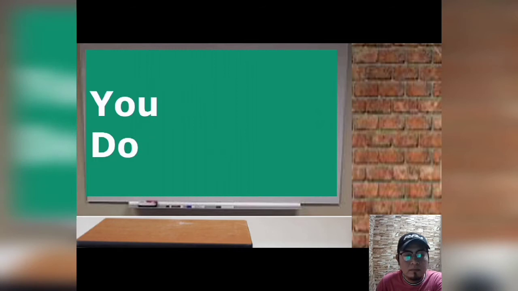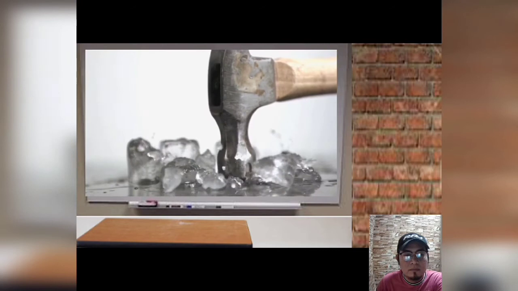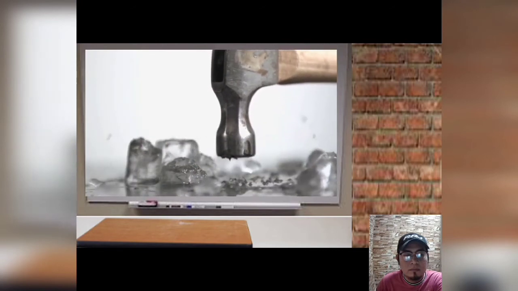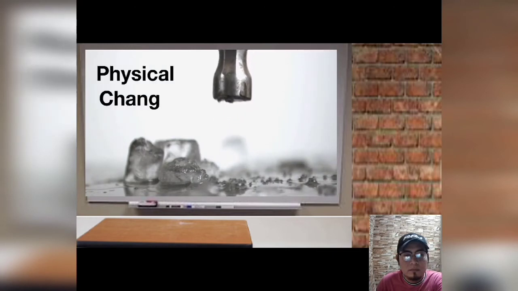Now it's time for you to practice on your own. Watch as this person smashes an ice cube. What type of change is taking place? Well, all this person is doing is changing the size and shape of an ice cube. This is a physical change.